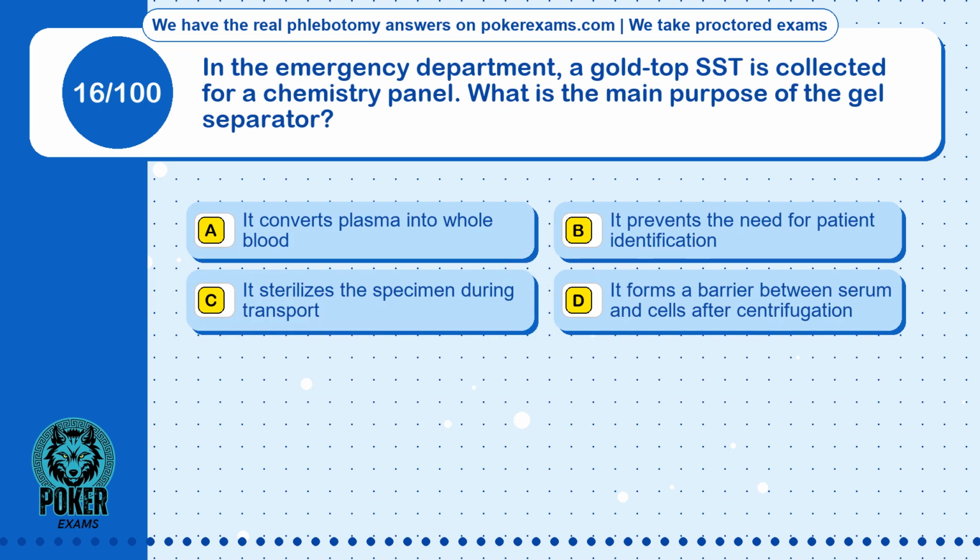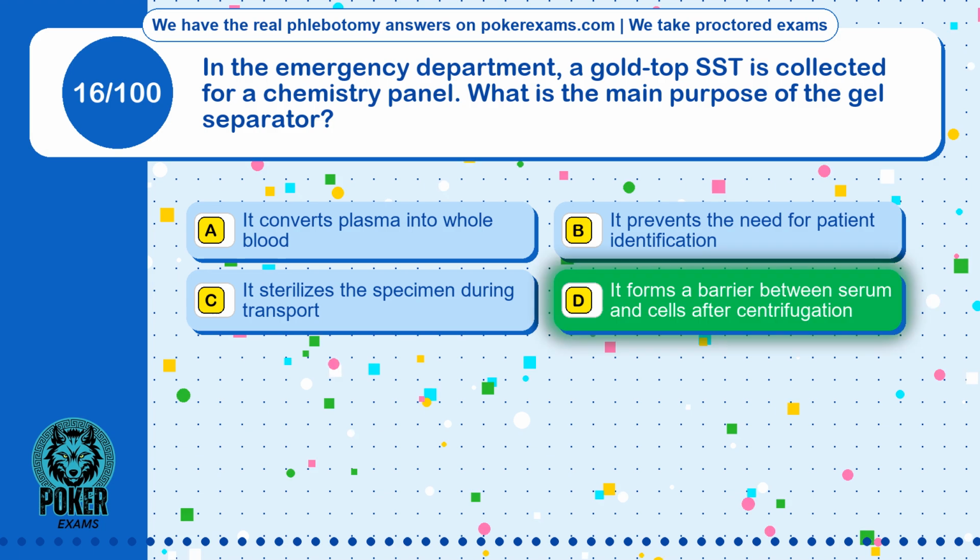Question 16. In the emergency department, a gold top SST is collected for a chemistry panel. What is the main purpose of the gel separator? Option A. It converts plasma into whole blood. Option B. It prevents the need for patient identification. Option C. It sterilizes the specimen during transport. Option D. It forms a barrier between serum and cells after centrifugation.